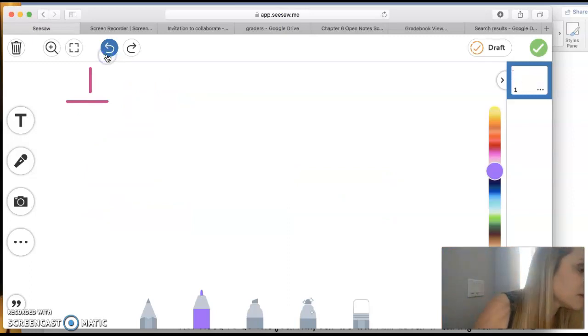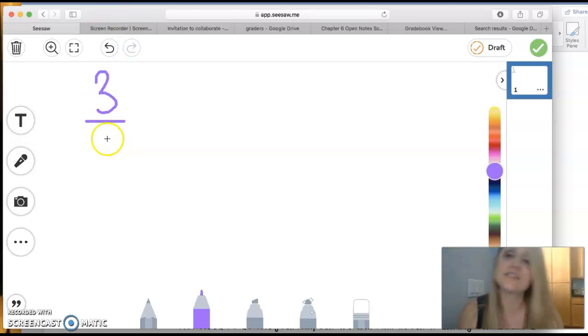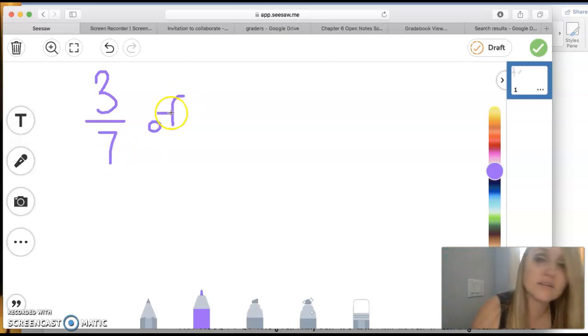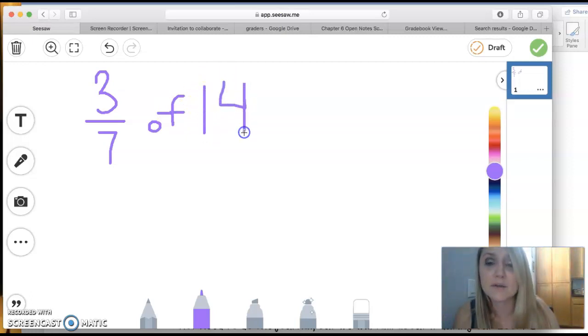Okay, let's look at number 2. So we have 3 over 7, and then it says of 14 again. Okay. So again, 3 over 7 of is the same thing as saying multiplying. Okay, and then we're going to put 14 over 1 again.